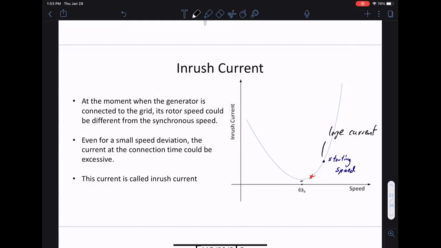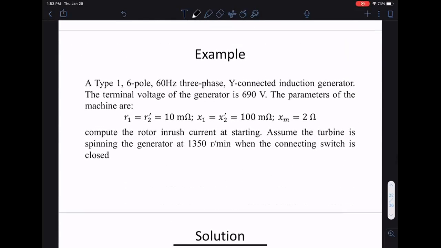Right, so we can do one example here. If you look at this example, everything is the same as before. But here the assumption we make is that when we first connect it to the grid, it's spinning at a faster speed. You can imagine that my wind turbine was not connected to the grid, was not on, but then I connect to the grid, and suddenly I start to provide power, I start to provide current.